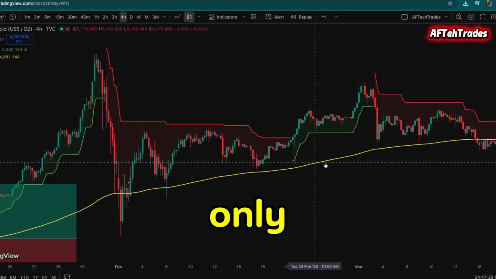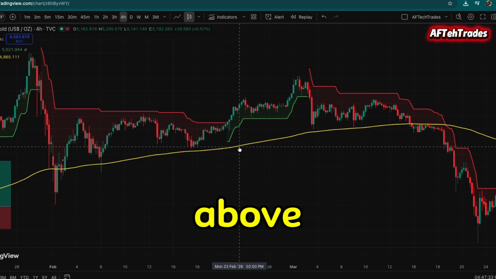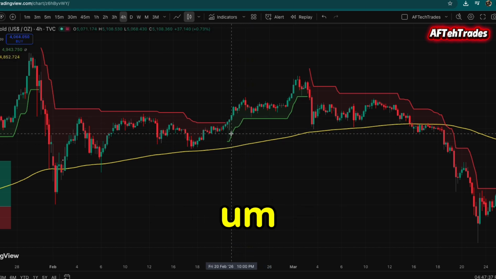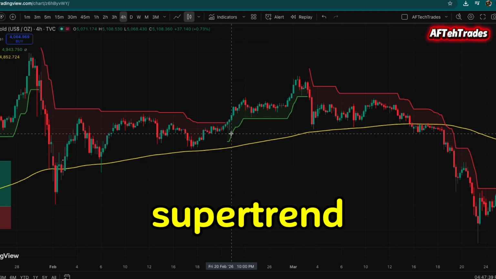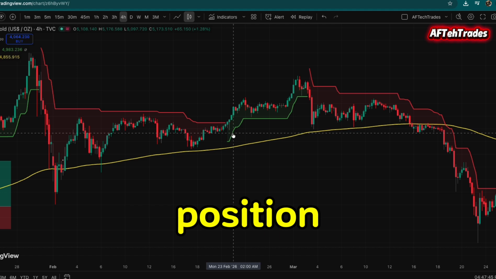Okay, I'll only take a trade when the super trend is above my 200 EMA and this super trend is green in color. That's when I will take my long position.